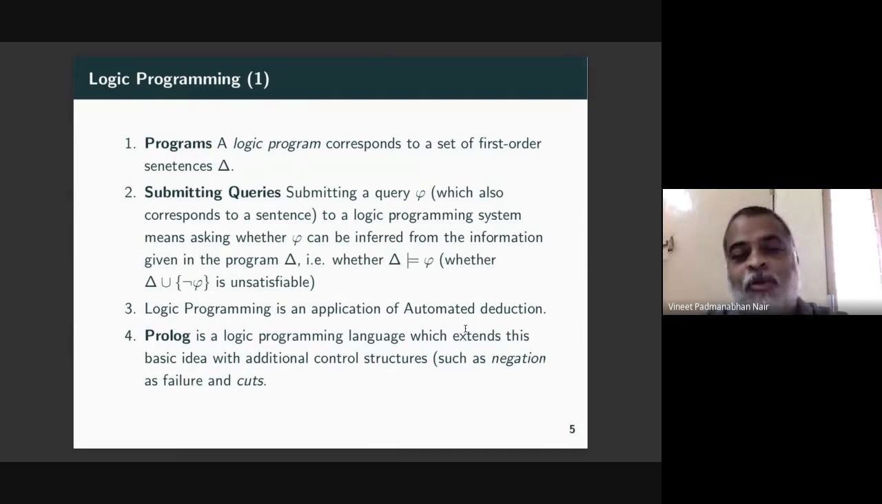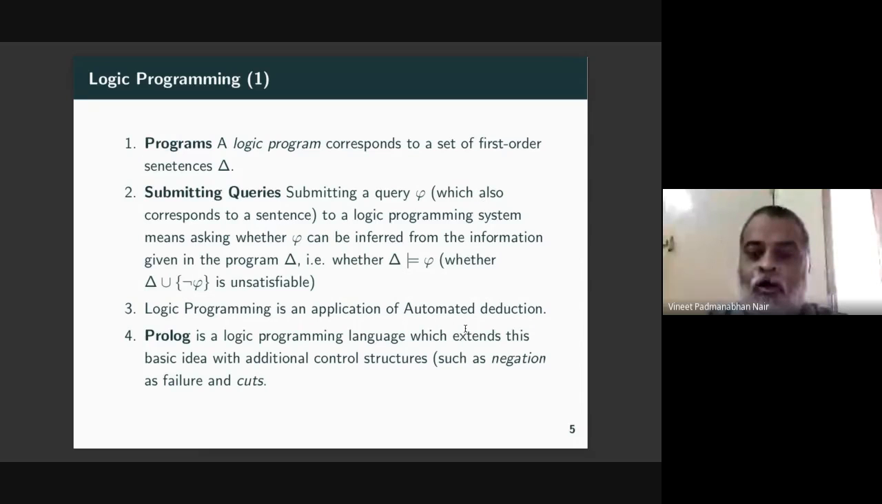Submitting a query phi, which also corresponds to a sentence, to a logic programming system means asking whether phi can be derived or inferred from the information given in the program, let us call that delta. That is, whether phi follows from delta. So this is really different from the database part, because in database part you don't do any inference.